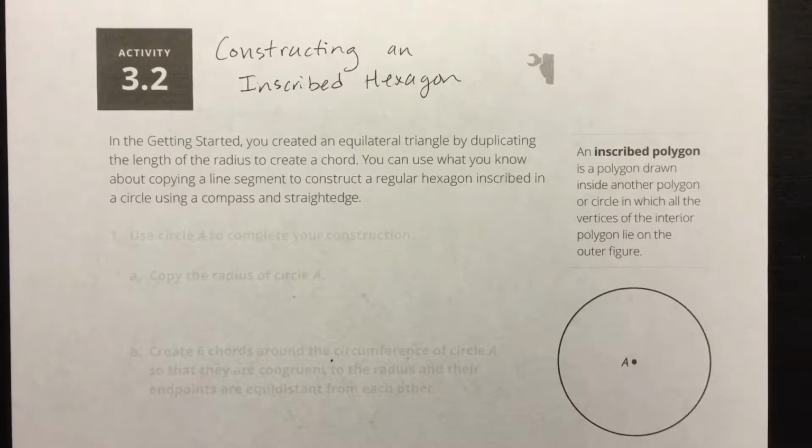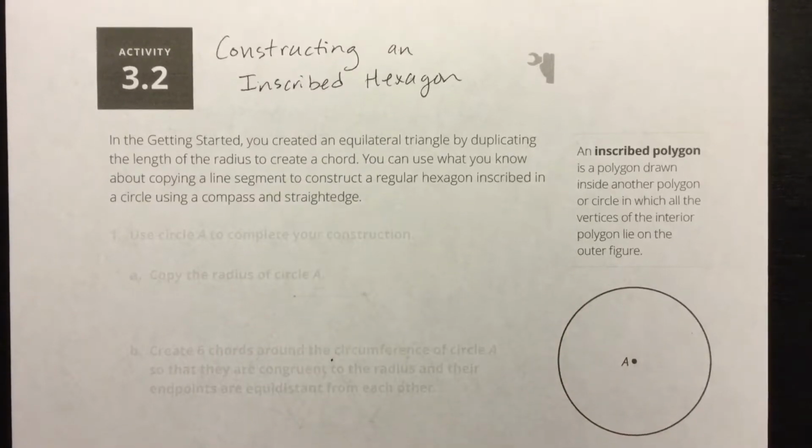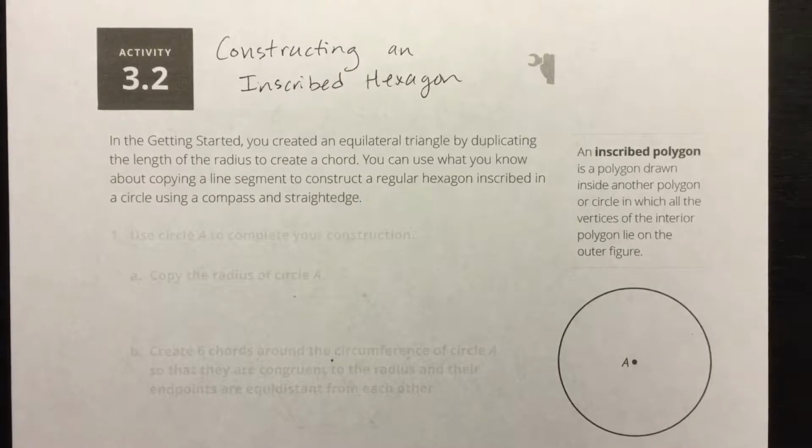We are looking at activity 3.2 of this packet 3. I told you in the last video how I used my brother's printer and some stuff was missing. Well, I realized that the titles of these were also missing, so I just wrote this in: Constructing an inscribed hexagon. So as you can guess, for activity 3.2, we are going to be constructing an inscribed hexagon.